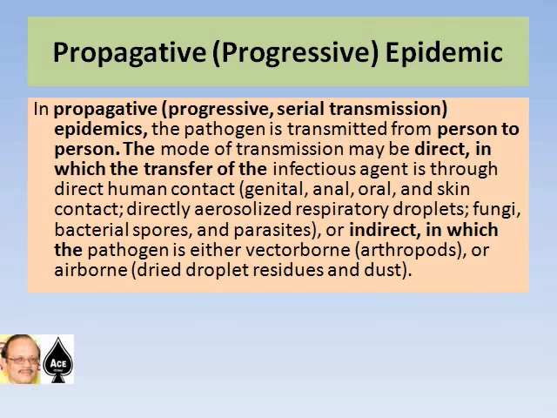Propagative epidemic. In propagative or progressive or serial transmission epidemic, the pathogen is transmitted from person to person. The mode of transmission may be direct, in which the transfer of infectious agent is through direct human contact like genital, anal, oral, and skin contact, or directly aerosolized respiratory droplet, fungi, bacterial spore, or parasite. Or indirect contact, in which the pathogen is either vector-borne, like arthropod, or airborne, like dried droplet residue and dust.